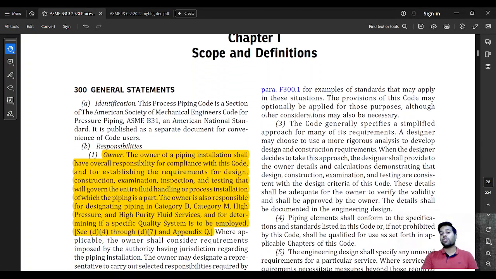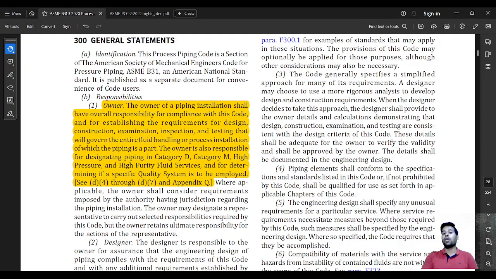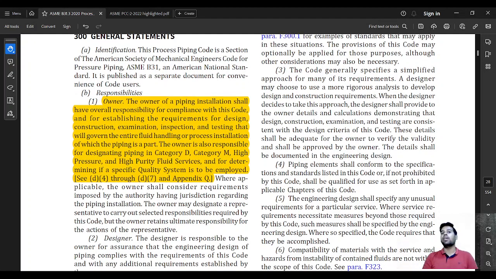So in scope and definition, the first thing we have to understand is what is an owner. Owner is basically someone whose piping system it is, or an organization who are working with this piping system, or someone who is directly in control of the piping system. The owner of a piping installation shall have the overall responsibility for compliance with this code and for establishing the requirements for design, construction, examination, inspection and testing that will govern the entire fluid handling or process installation of which the piping is a part.